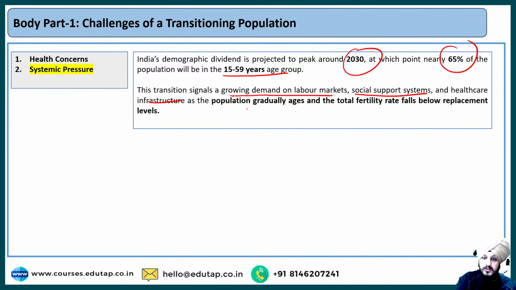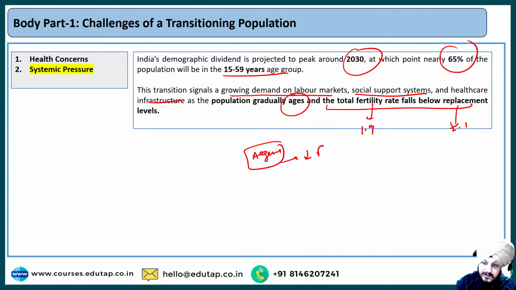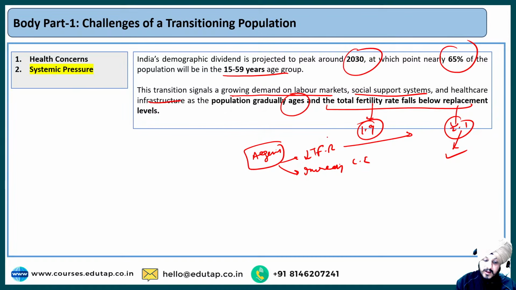Why is it so? Because the population gradually ages. As the population gradually ages, the total fertility rate falls below replacement rate, right? And this is exactly what we are witnessing in India. We know that the TFR is 1.9 and the replacement rate is 2.1, right? India's population is gradually aging because of this falling fertility rate, right? Falling TFR and basically increasing life expectancy. And what is the replacement rate? Replacement rate is 2.1, which is required to maintain a stable population, but we are not meeting that. We are at 1.9, right? So this is again highlighted as a part of the Economic Survey.